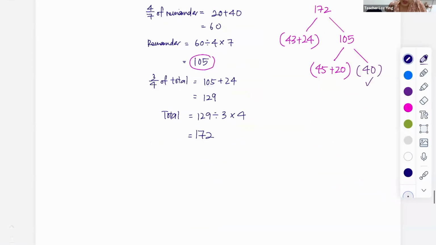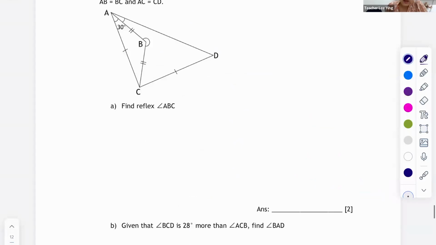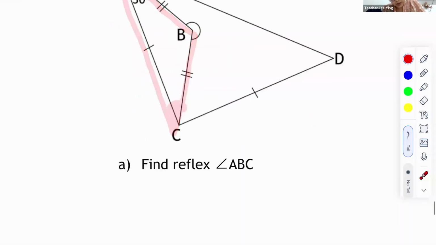Let's move to question number 15, last 3 questions. The figure is made up of isosceles triangles ABC and ACD. AB is equal to BC as indicated in the diagram, and AC is equal to CD. Find reflex angle ABC. Isosceles triangle means that the base angles are going to be the same. So when the base angles are the same, we can then find out what this reflex angle is. Also, we know what this angle is.